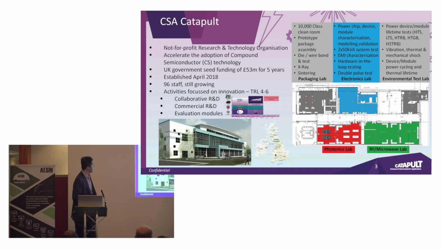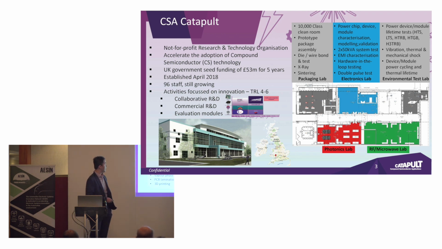Starting with where we are, CSA Catapult is in South Wales. We are in Newport, about 10 miles from Cardiff. At the moment, I think the recent number I got is 96 staff already, but still growing. We are focusing on 3 areas: photonics, RF, and power electronics. We also have a state-of-the-art packaging lab, working with 3 teams on these 3 topics.